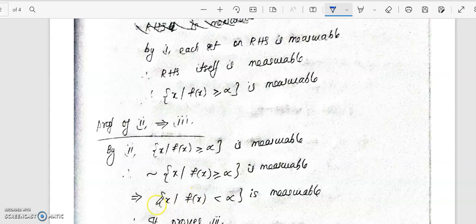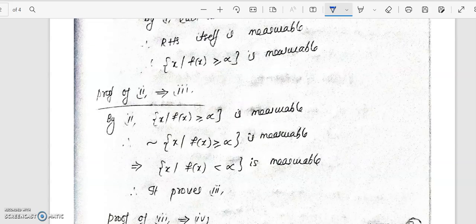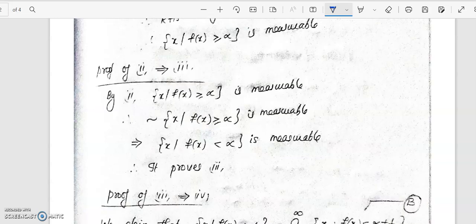When we take its complement, we get the set in case 3, that is, the set of all x such that f of x is less than alpha. So by the property that the complement of a measurable set is measurable, we can show that this set is measurable. So that gives the proof of 3. Okay, now next we need to show that 3 implies 4.